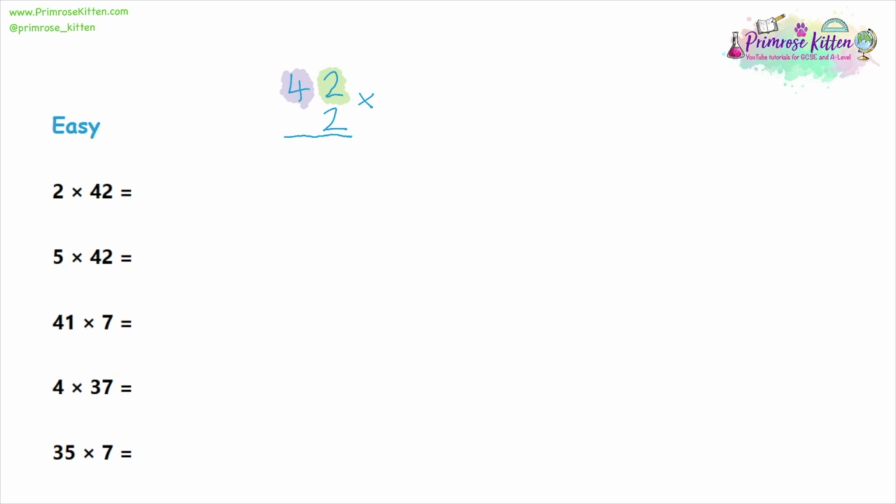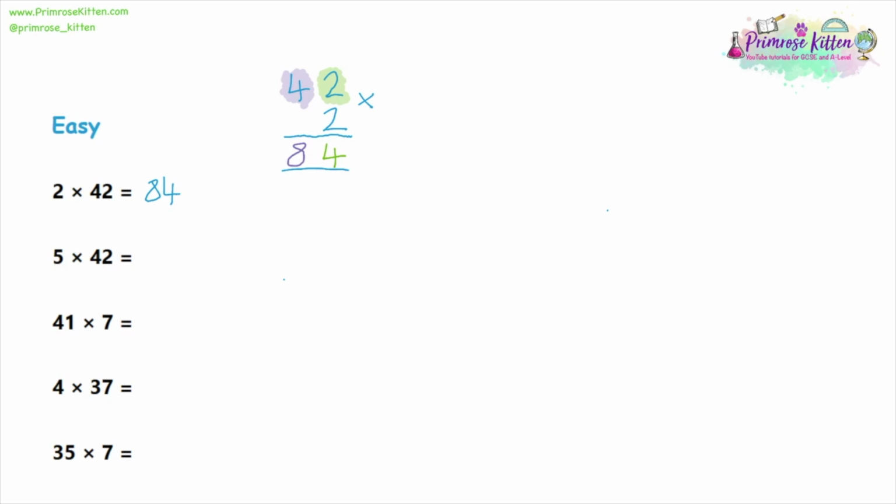So if we multiply the 2 units by 2, we will get 4. I'll put that in the units column since we multiplied 2 units. And then we move on to the tens. We're doing 4 multiplied by 2, which is 8. And I'm putting that in the tens column because we multiplied 4 tens or 40 by 2. That gives us a final answer of 84, and we've completed the calculation, so I'll rule it off.